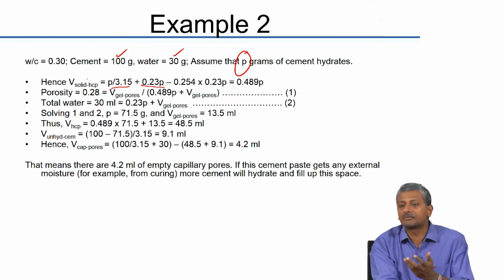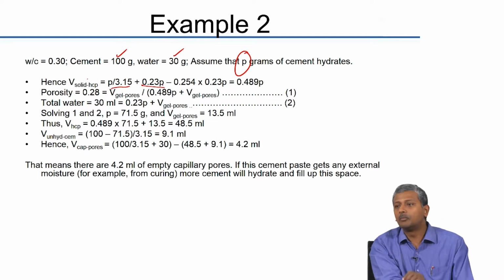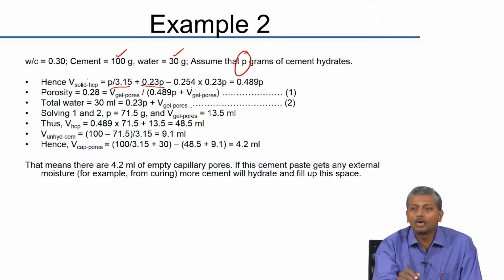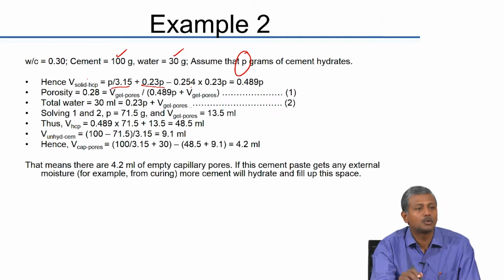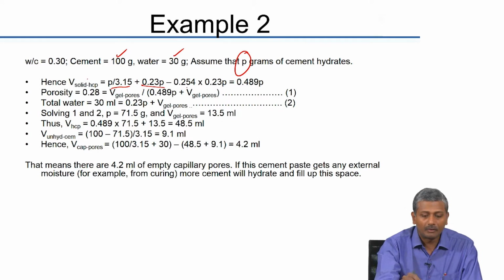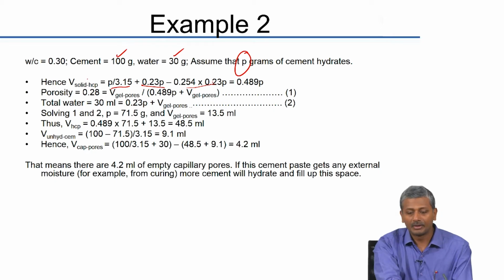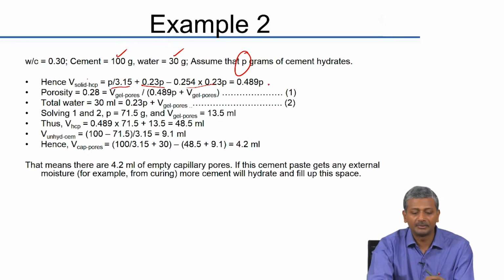Okay. So if 50 grams of cement is hydrating, then the bound water is 0.23 times 50, right, minus the volume reduction that happens upon hydration, that is equal to 25.4% of the bound water content, 0.254 times 0.23 P. So this works out to 0.489 P.